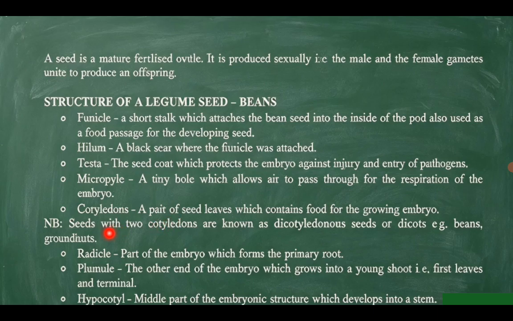So take note that seeds with two cotyledons are known as dicotyledonous seeds, or simply dicots. For example, beans and the groundnuts. When you split open a bean seed, you see these cotyledons. Di means two. So since there are two cotyledons, we call it dicotyledonous seed.